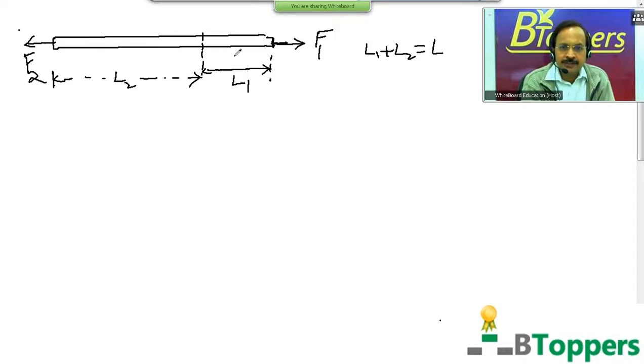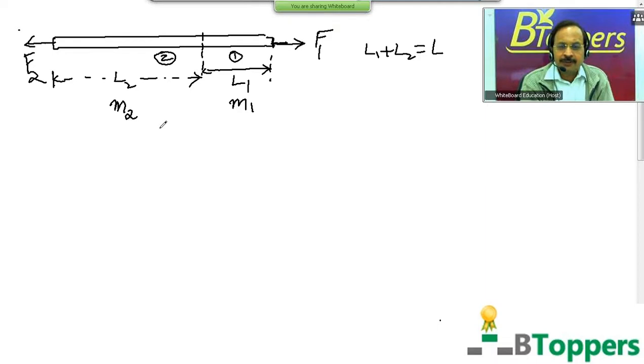Then I consider the rope as two objects placed in contact, similar to two objects in contact. The part of the rope with length L1, I consider as one object of mass M1. The second part of the rope with length L2, I consider as another object of mass M2. And we are going to apply Newton's second law for each part of the rope separately.